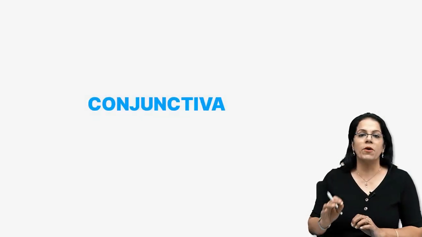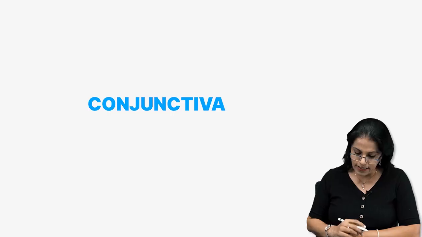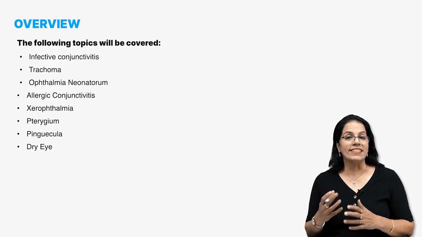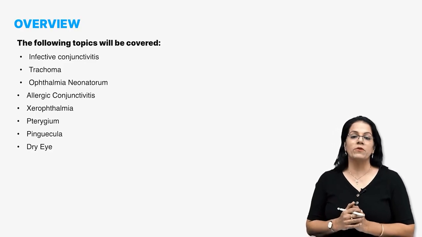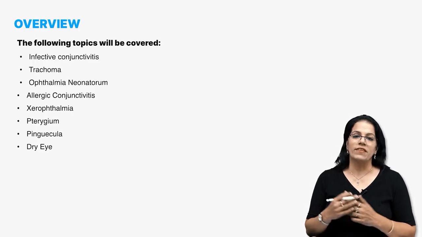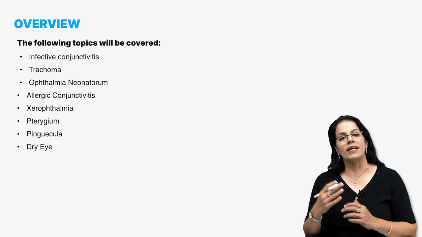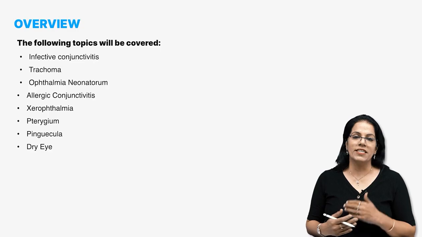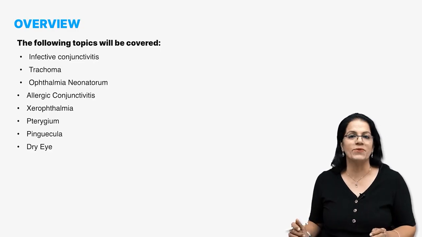So let's start with conjunctiva. What are the topics we are going to cover? Let's have an overview here. We'll be talking about the different types of conjunctivitis. We are going to talk about a very important infective conjunctivitis, that is trachoma, ophthalmia neonatorum. Then we talk about allergic conjunctivitis and its different types. Then of course pterygium, pinguecula, dry eye and so on, right?